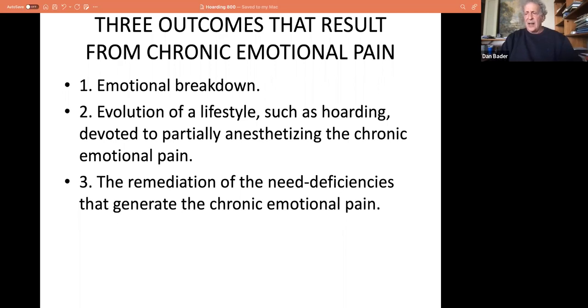And in certain communities that are living in near poverty or poverty, a significant number of people living there are suffering chronic financial instability, and that gives chronic emotional pain. So you can't be surprised in communities like that that people drink, use drugs, and do a bunch of things to prevent them from having a full-blown breakdown. Now, remediation of the need deficiencies that generate chronic emotional pain, that's the way to go. And whether it's hoarding or anything else, try to get those things taken care of. People may not believe it, but if you don't get these need deficiencies taken care of, you're going to be very, very vulnerable to mental health disorders or problems or whatever you want to call them.